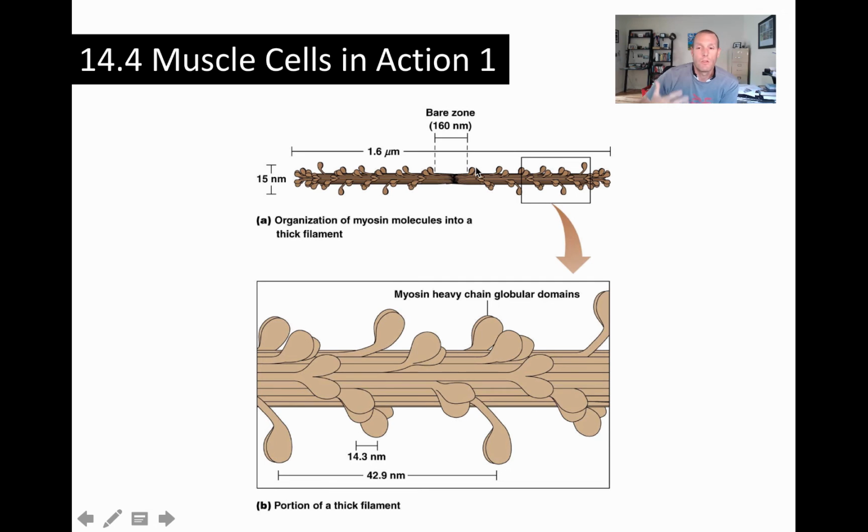So right now we're just doing the structural pieces. Each thick filament, here's a thick filament, consists of hundreds of molecules of myosin. In one half of the thick filament, the heads point in one direction, and in the other half, the heads point in the other direction. So here's that bare zone, that H zone that was in the middle of the last diagram.